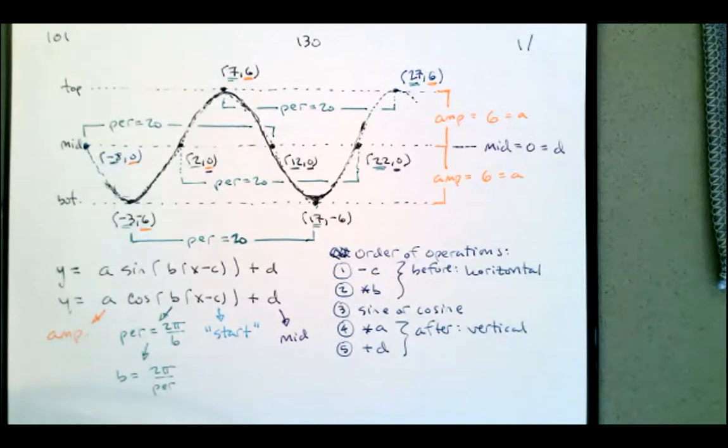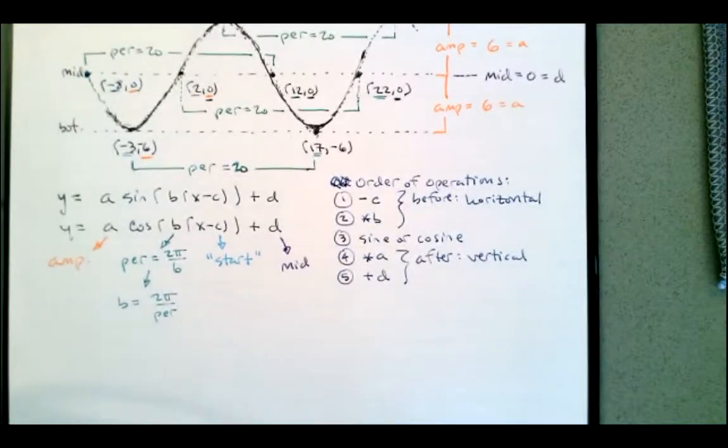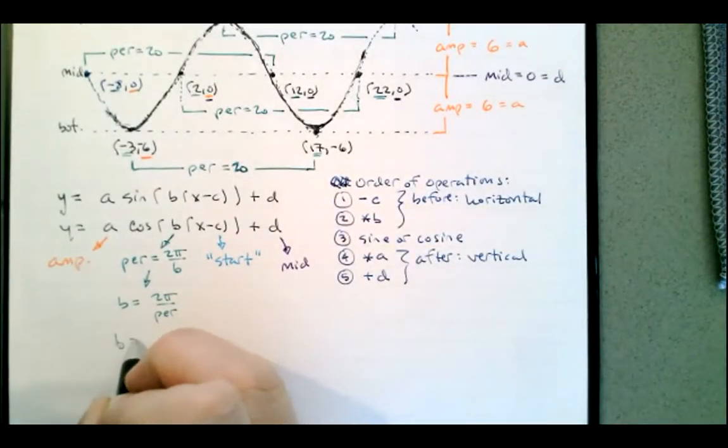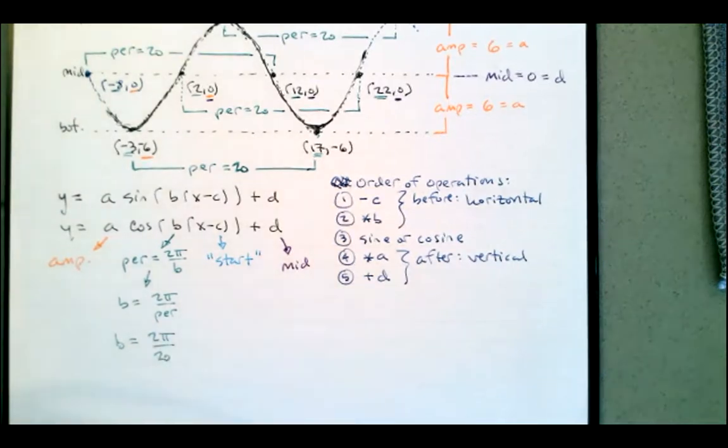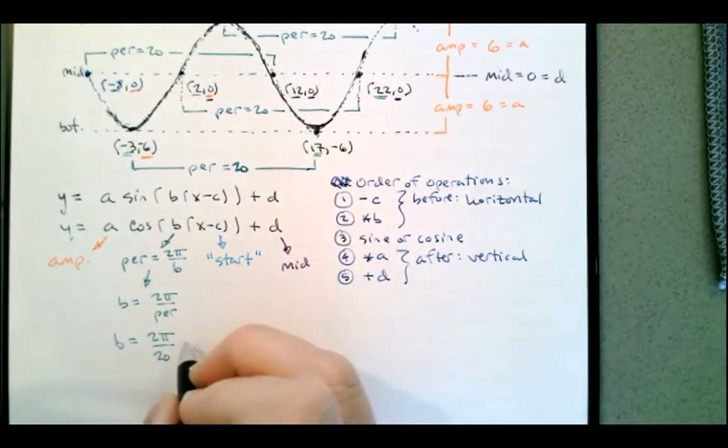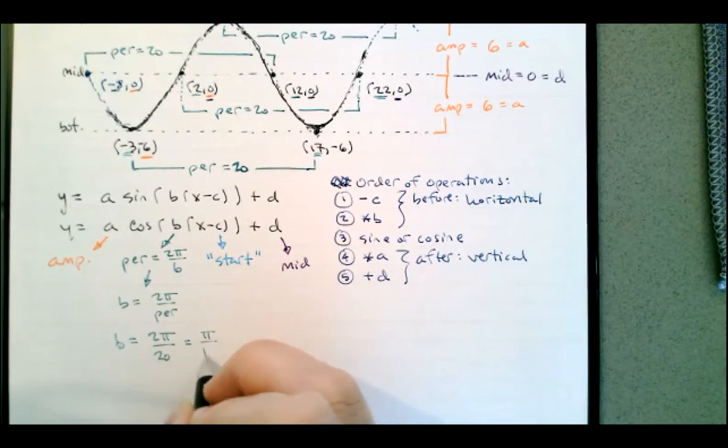20 is not what we put into our equation, though. We have to put this number b into the equation. We know we calculate the period by taking 2 pi divided by b. So to calculate b in this case will be 2 pi divided by the period of 20. We could simplify this to be pi over 10.